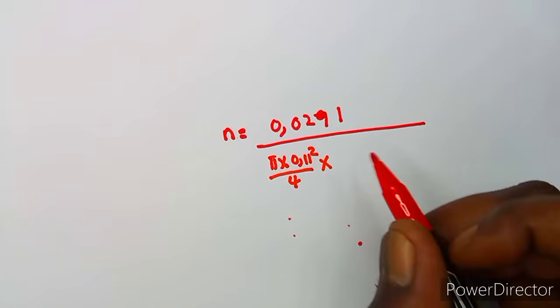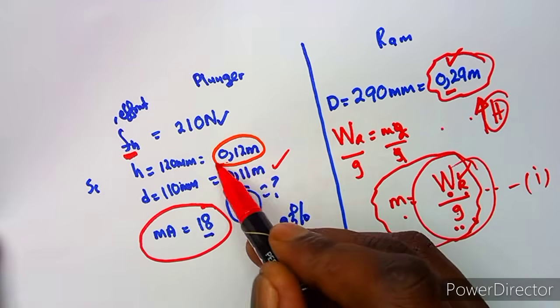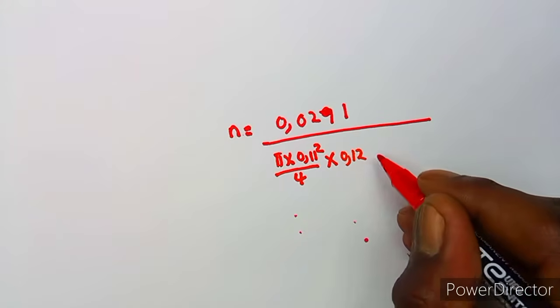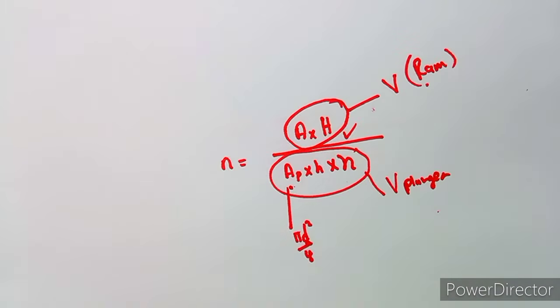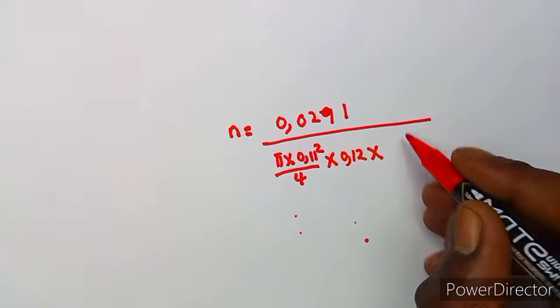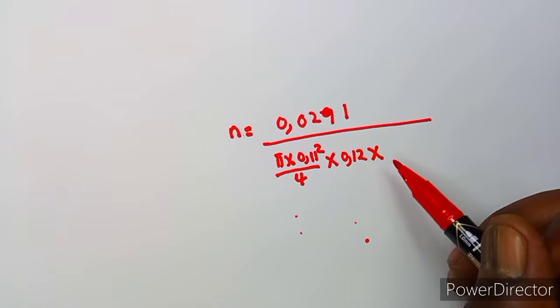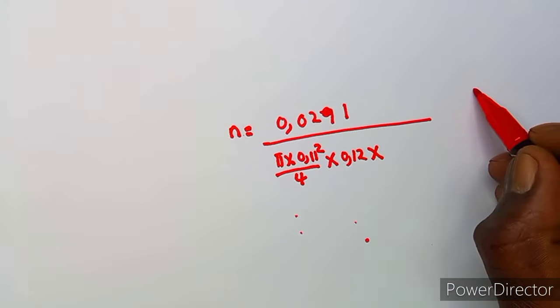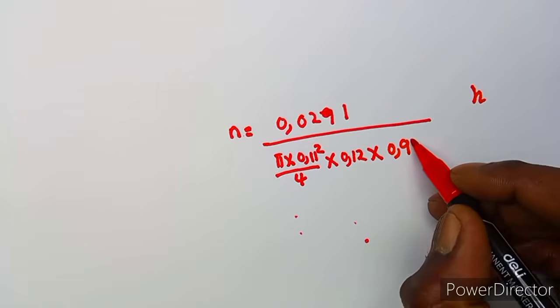Okay, times the height now that we have got here, which is on the plunger. This is what we have, the height here of 0.12 meters. So it's going to be 0.12 times now the efficiency. All right, and we have got our efficiency here. Our efficiency is 93, so you're going to multiply by 0.93. If you use the efficiency like this, you use it as 0.93.